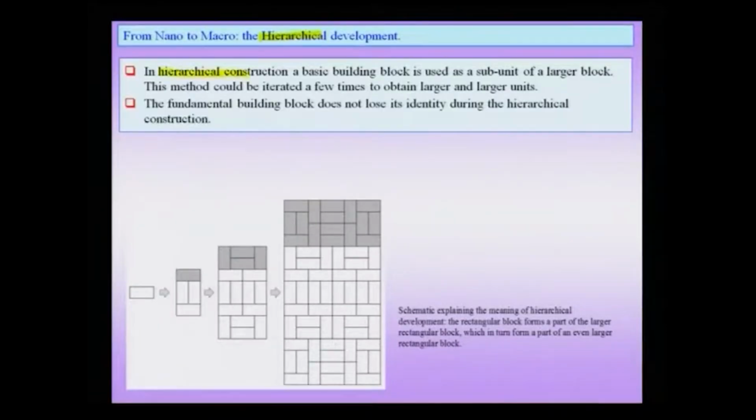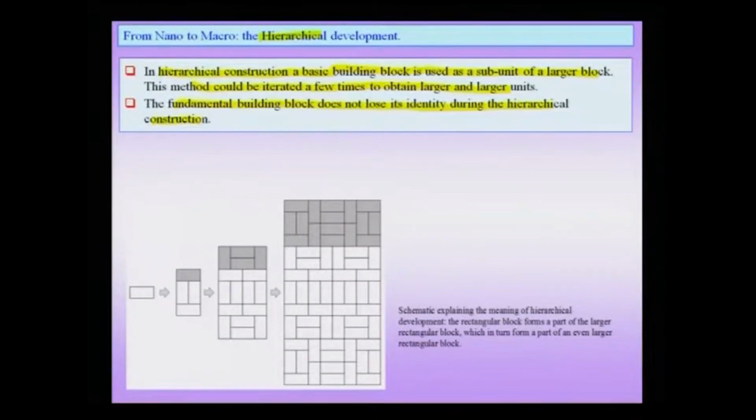In hierarchical construction, a basic building block is used as a subunit of a larger block. This method is actually iterated a few times to obtain larger and larger units. The important thing to note here is that the fundamental building block does not lose its identity during the hierarchical construction. Therefore, if I have to get that specific property, each one of these fundamental units is important and they should not lose their identity while I make this hierarchical construction.